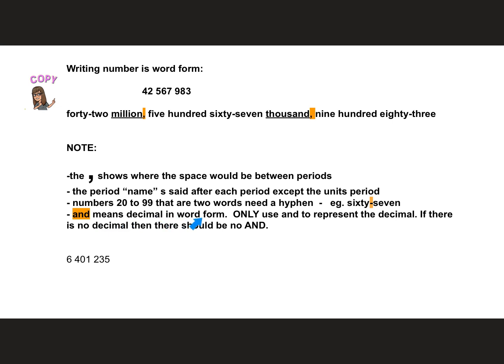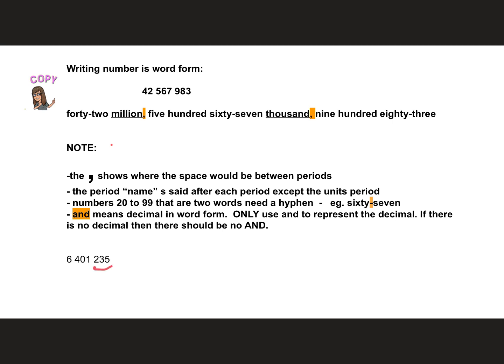And means decimal in word form, and we only use it if there is a decimal. If there is no decimal, there should be no and. All right, and here's a number for you to go ahead and try with your group. Go ahead and press pause. Try writing that number in word form. All right, let's see how it went.